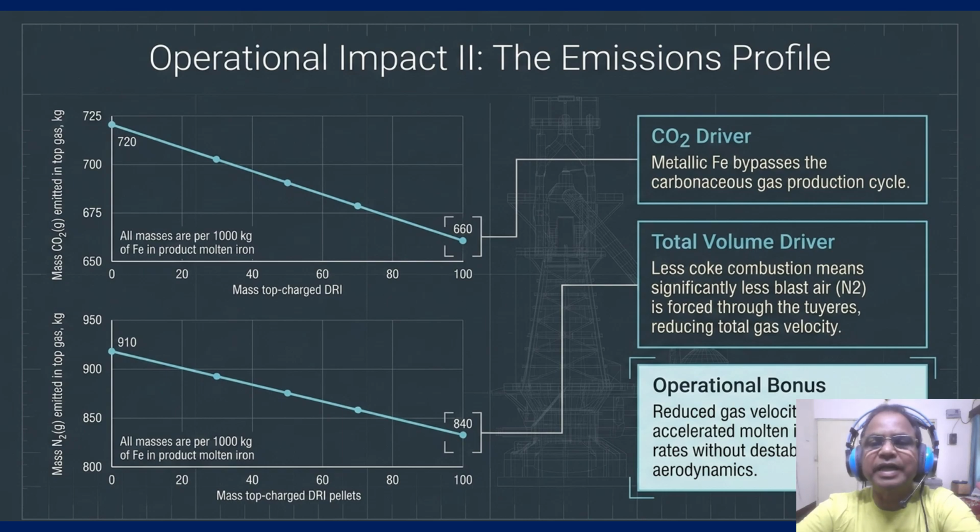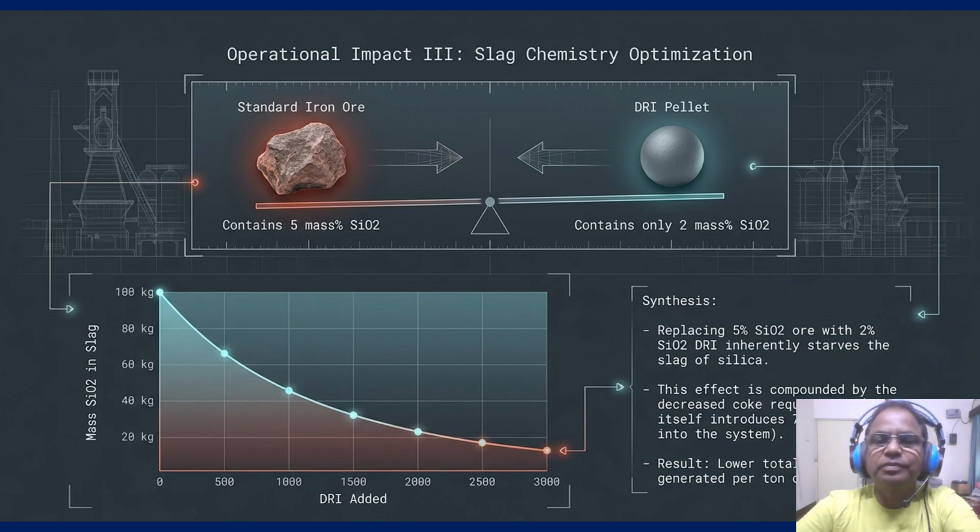So, this slide is a warning for your tuyere operator. The integration of DRI causes a drop in both top gas and raceway flame temperature. Top gas temperature falls by 14 degrees centigrade per 100 kg of DRI because there is less hot gas rising to heat the charge. More importantly, the raceway flame temperature, or RAFT, drops by about 10 degrees centigrade per 100 kilogram of pellet. This is a natural consequence of the reduced coke combustion in front of the tuyere.